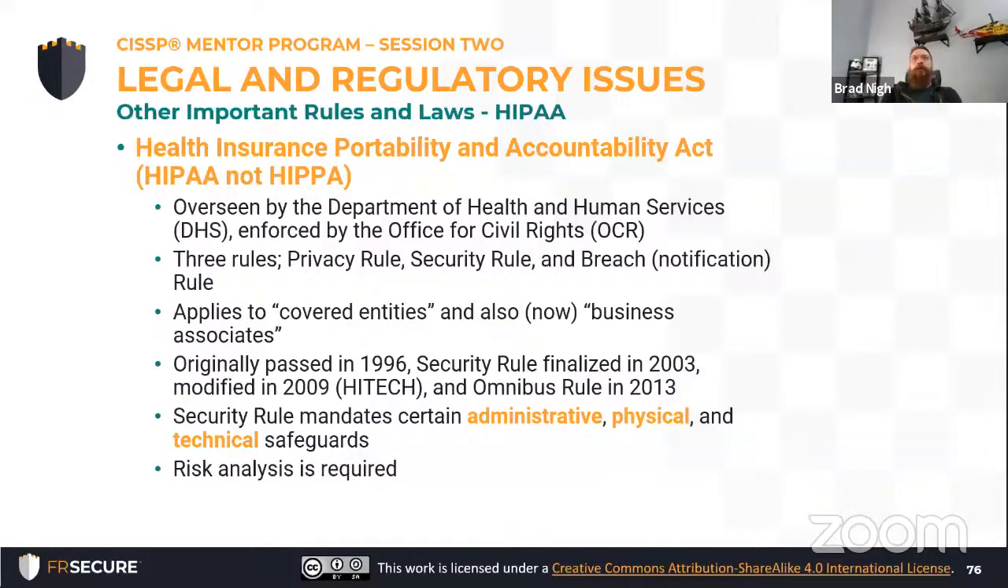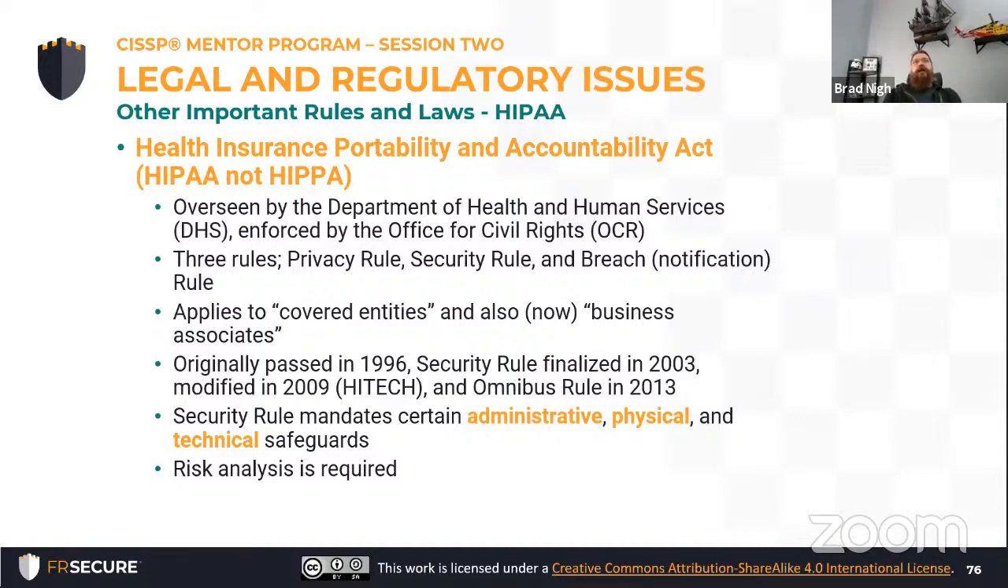Typically, the one we really see a lot is more the security rule, right? That's what are the controls we have in place to protect the integrity of that PHI. Breach notification rule defines what the timelines are, what you have to do if you have a breach. This will also apply to covered entities or business associates.